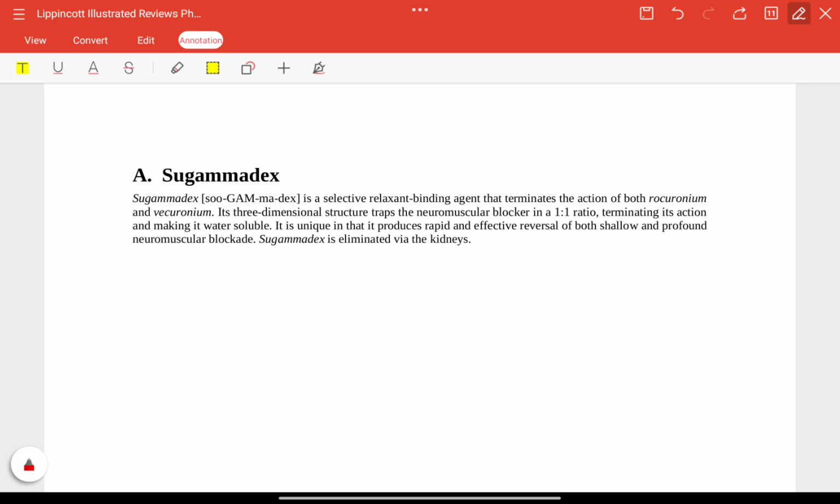Now, sugammadex. This is a selective relaxant binding agent that terminates the action of both rocuronium and vecuronium. Its 3D structure traps the neuromuscular blocker in a 1:1 ratio and terminates its action. It is water soluble and it is eliminated via the kidneys.